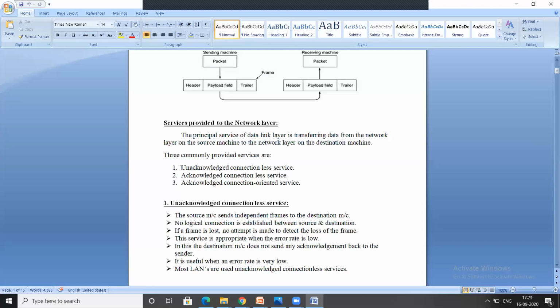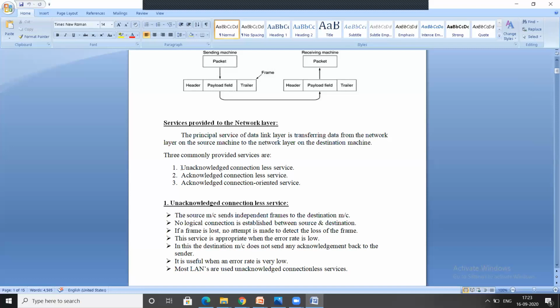Then why are you using unacknowledged service? Okay, our answer is we can use unacknowledged service when the transmission error rate is very low. అంటే ఎక్కడైతే ఎర్రర్ రేట్స్ తక్కువగా ఉంటాయో, అంటే ఫ్రేమ్ లాస్ట్ అయ్యే పాసిబిలిటీ తక్కువ ఉంటుందో, ఇన్ దోస్ కేసెస్ వీ కెన్ యూస్ unacknowledged services. We can use unacknowledged services.